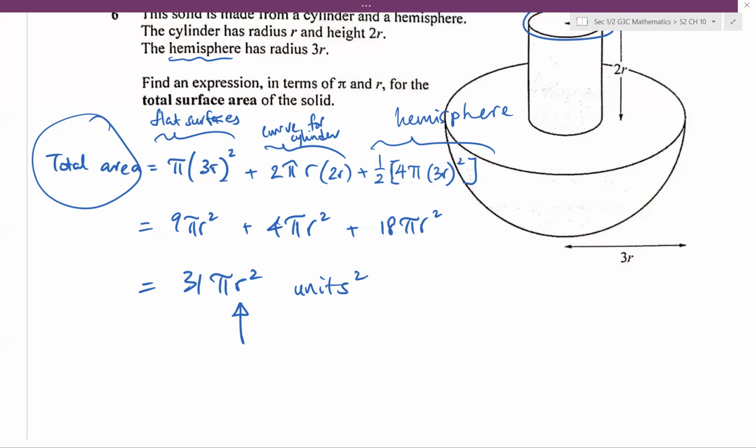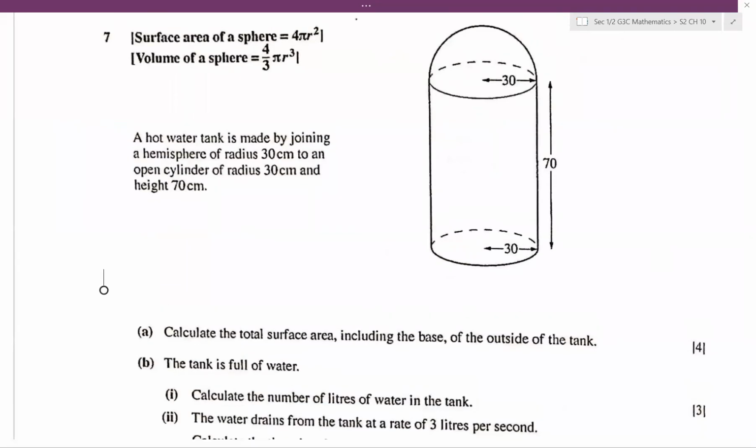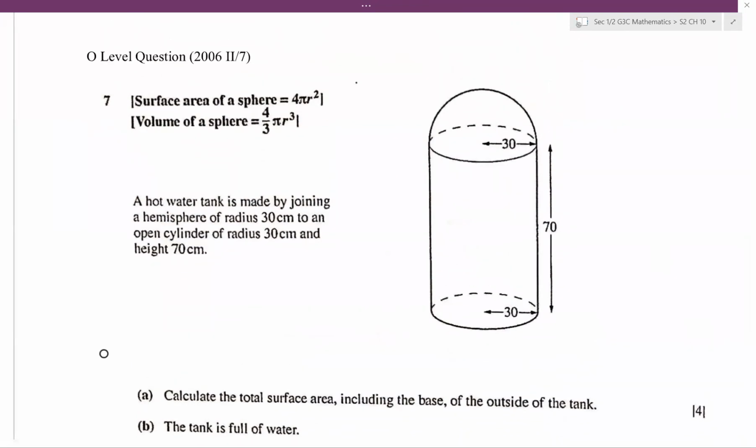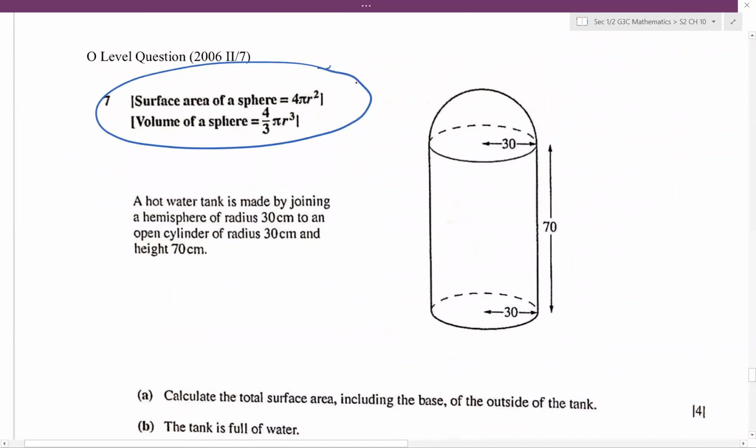Domain finished? Okay, Jolie, ready? So question 7. We've got a hot water tank made by joining hemisphere radius 30 cm to open cylinder, radius 30 cm, height 70 cm. So it's a hot water tank. And in your O levels, in your end of year exams, the surface area of a sphere, the volume of the sphere will be given to you. But during the test, it is not given to you. So you still need to memorize it.